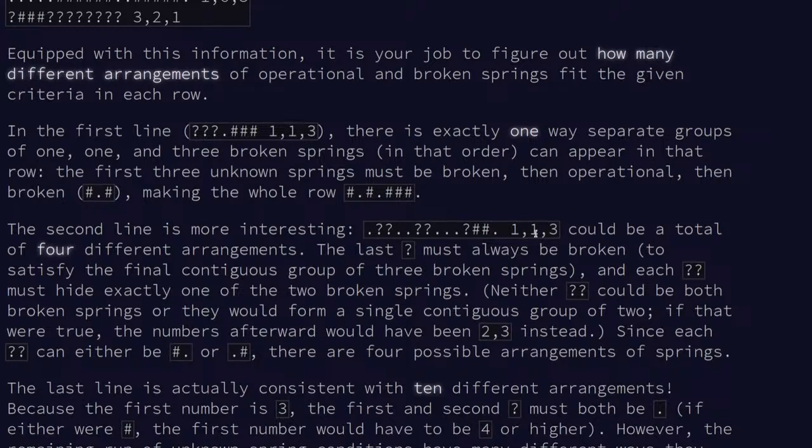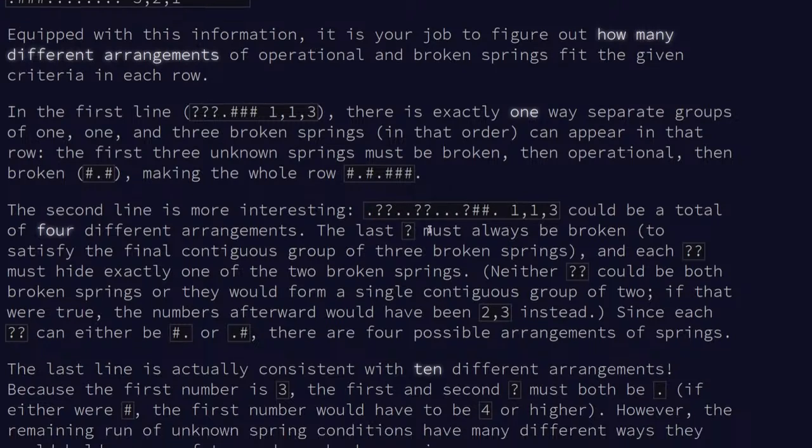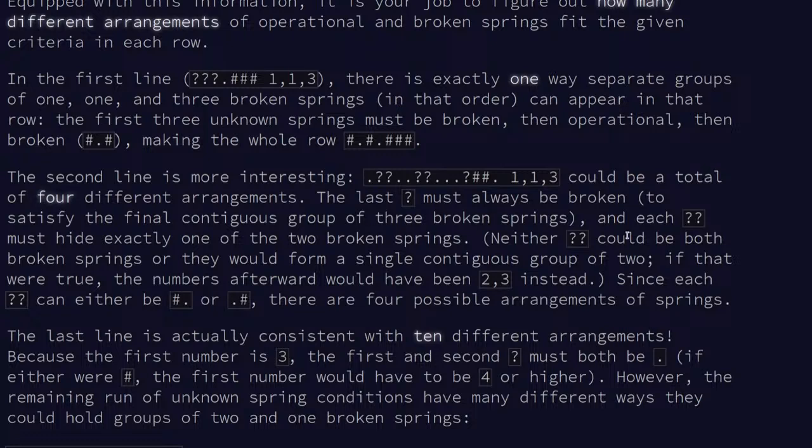The second line is more interesting. There are a total of 4 different arrangements. We know that this should be a hash, and for these two, any of these could be dots, and each double question mark must hide exactly one of the 2 broken springs. Neither, both springs are from the condition record. If that were the number, the list afterwards would have been 2, 3 instead.